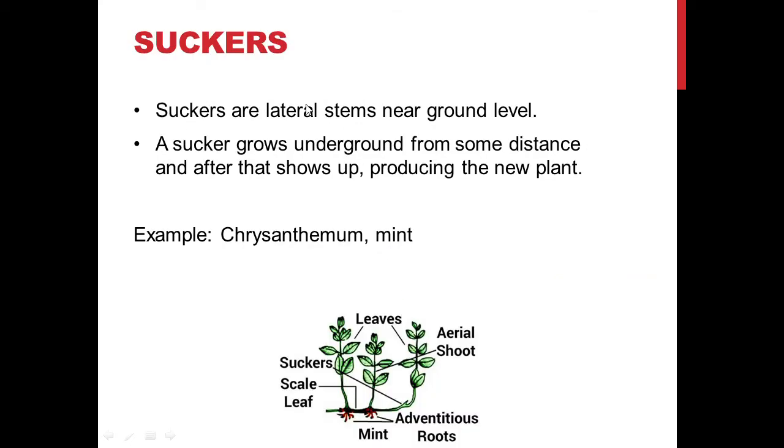Now the sucker. Suckers are lateral stems near ground level. You can see the suckers here. Suckers grow underground for some distance and after that show up, producing a new plant. Examples of sucker are chrysanthemum and mint.